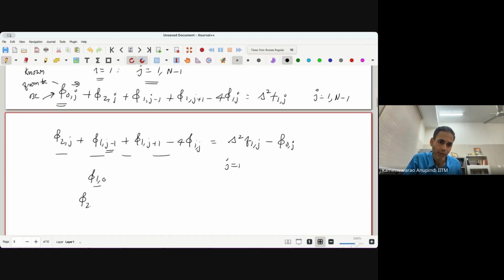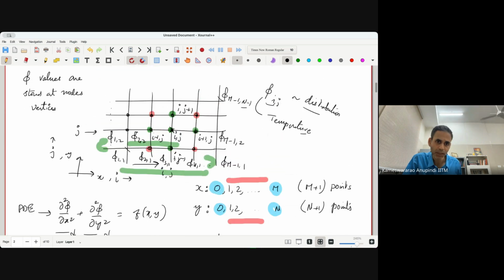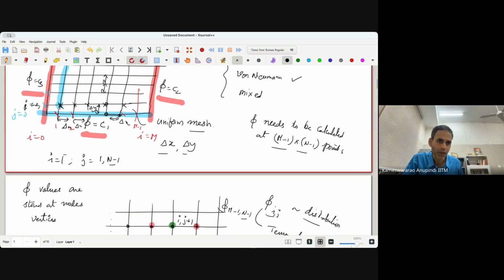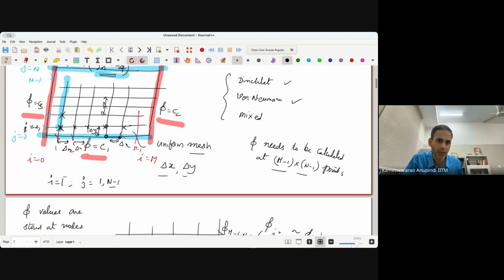That means we end up with only phi 2j plus phi 1j plus 1 minus phi 1j, where j equals 1, equals del square f1j minus phi 0j, phi 0 1 minus phi 1 0. That means we are looking at this corner point, which essentially depends on this point, this point, this point, and this point, out of which these 2 points are already known, so they can be sent to the right hand side. And we are only depending on 1, 2, 3. That means this point needs to be evaluated in terms of these 2 values. That is how it is.